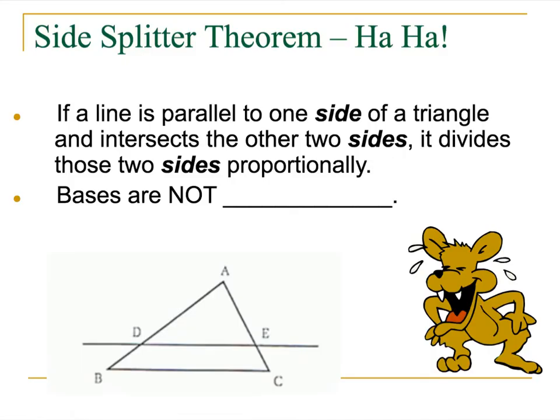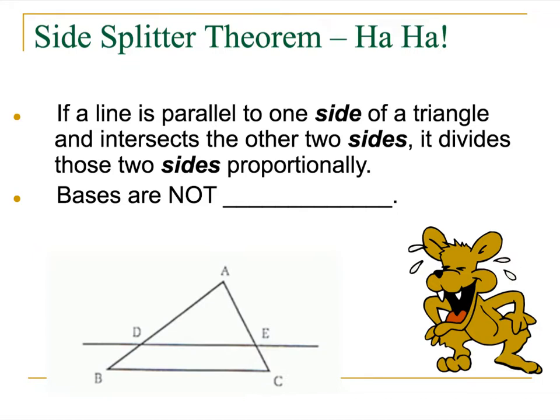All right, here's the side splitter theorem. If a line is parallel to one side of a triangle and intersects the other two sides, it divides those two sides proportionally. But the bases are not able to be used in that proportion, okay? So do not use them with this. Let's talk about that for a sec.